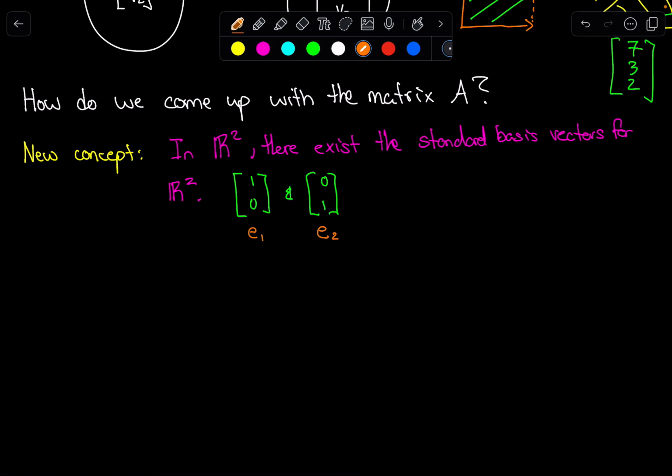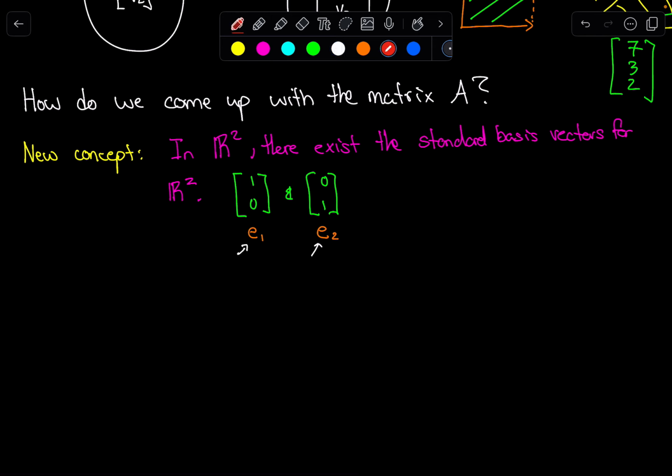Now the reason why we don't call them i hat and j hat is because after 3 dimensions, what are you going to call it? i hat, j hat, k hat. What are you going to call it in the 4th dimension, the 5th dimension? What are you going to call it in the 2758th dimension when you run out of English letters? Whereas it's easier to use e, like these elementary basis vectors, e1, e2, and you can count forever. So in R2, there exist these standard basis vectors.